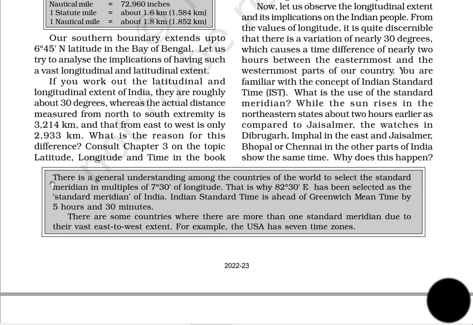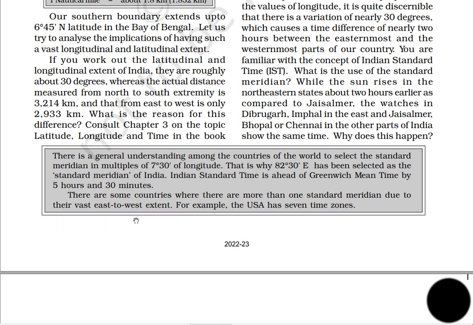There is a box, and in this box it is written: there is a general understanding among the countries of the world to select the standard meridian in multiples of 7 degrees and 30 minutes of longitude. That is why 82 degrees and 30 minutes east has been selected as the standard meridian of India. Indian Standard Time is ahead of Greenwich Mean Time by 5 hours and 30 minutes.